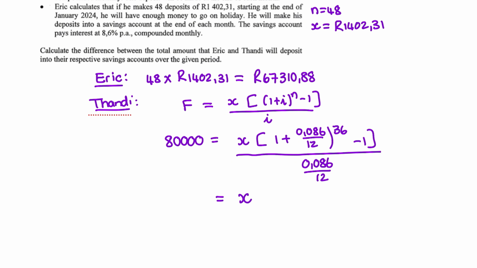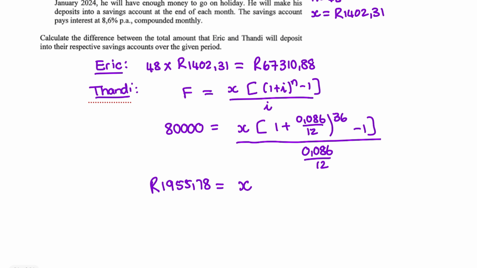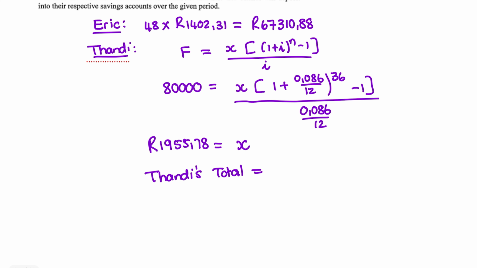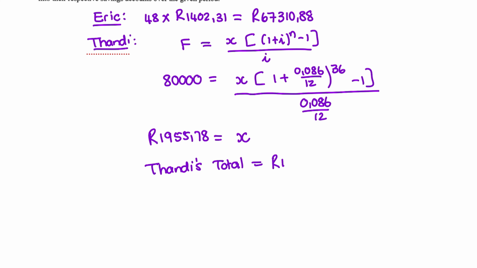So to solve this equation, I have an x value of 1,955 Rand and 78 cents. Therefore, Tandi's total, let's call it Tandi's total, is 1,955 Rand and 78 cents times 36, and that leads to a total of 70,408 Rand and 8 cents.